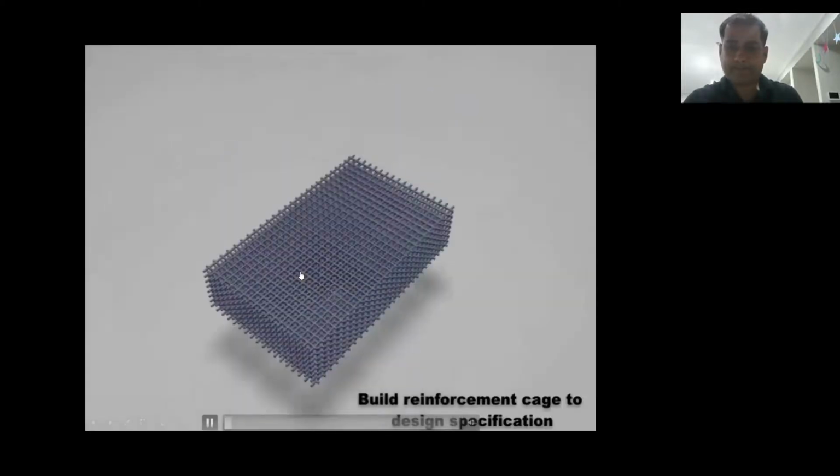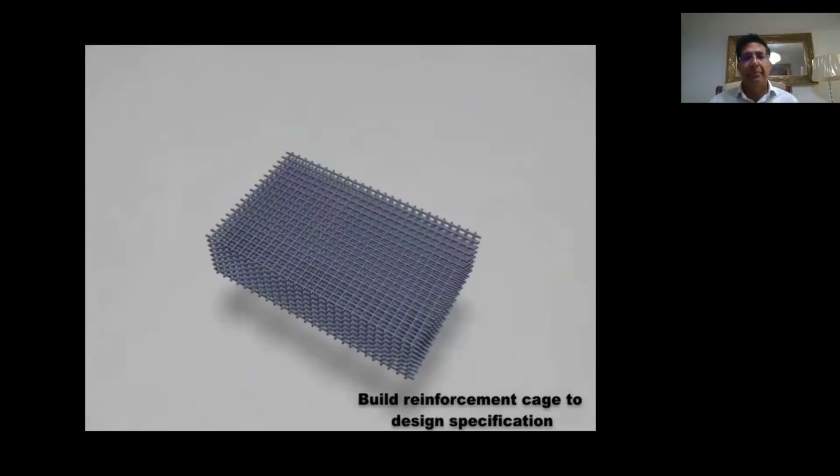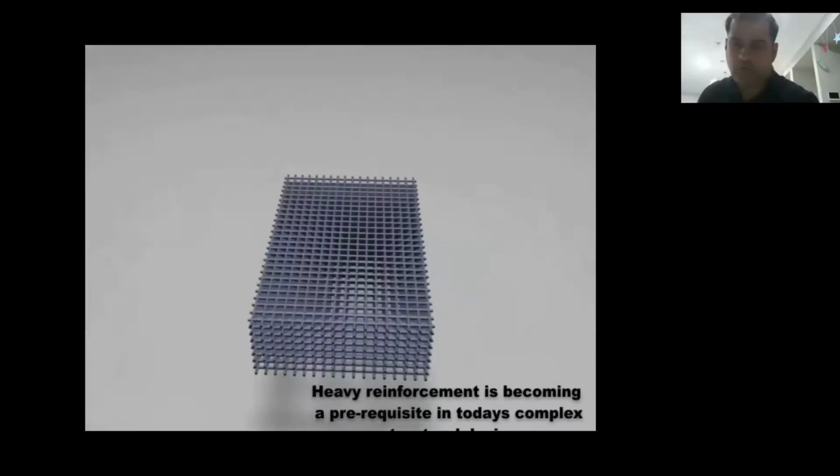I'll try to run this quick animation and see if it really works. If it doesn't work, Gilani, please let me know. Yep, it's working.